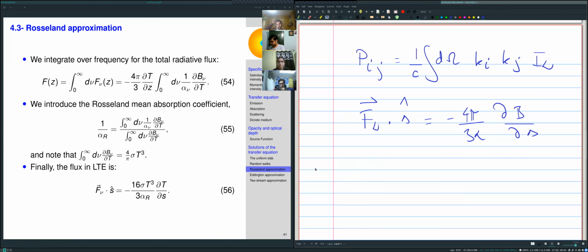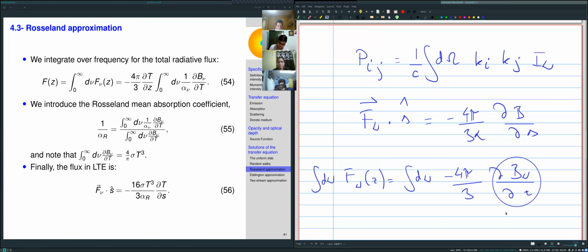So we have that the integral of d nu F nu of z is then the integral of d nu of minus 4 pi times 3 times dB nu over dz. But this depends on z only through the temperature, so this is dB to dT times dT to dz. That's what we did here. And the temperature doesn't depend on frequency, so this goes out of the integral.